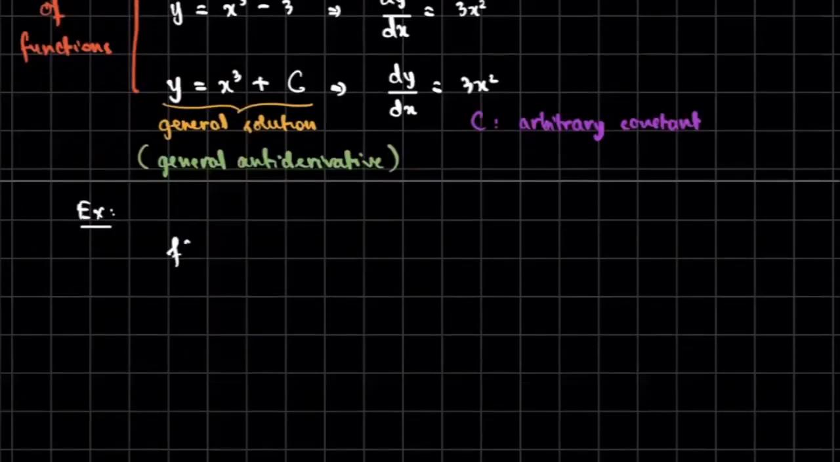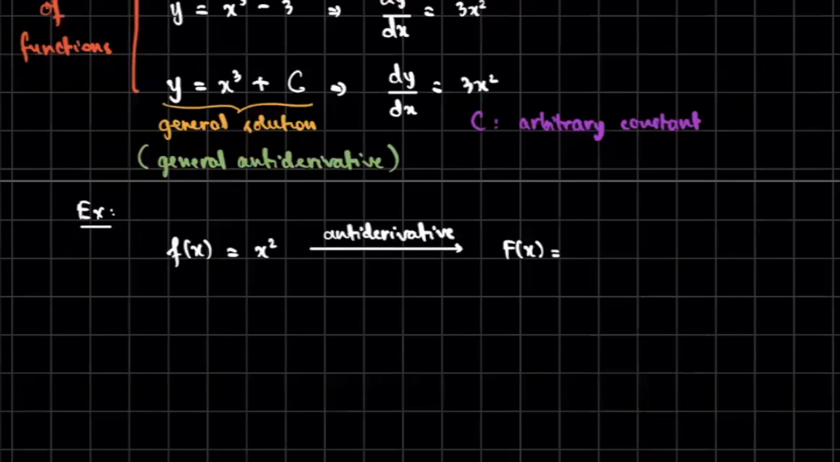When you have f of x equal to x squared, and you want to find the general antiderivative, or for short, I just say antiderivative, and if you make enough guesses, you're going to see that capital F of x is going to give you 1/3 times x cubed plus a constant C. Why is that the case? Because when you take the derivative of this function, you get back x squared. Okay, and the plus C is there to indicate that this is the general solution or the general antiderivative, and C again is an arbitrary constant.